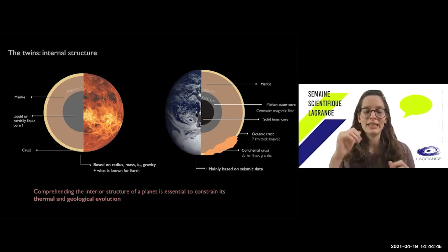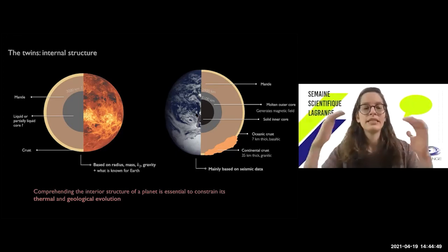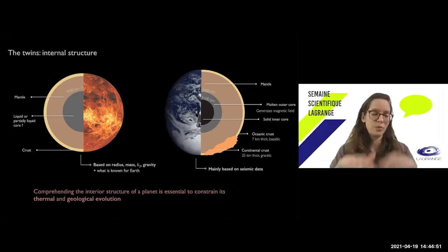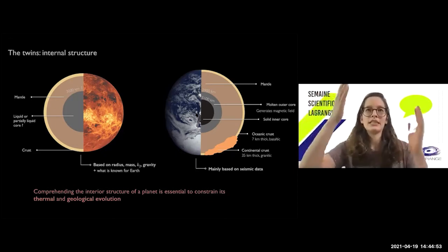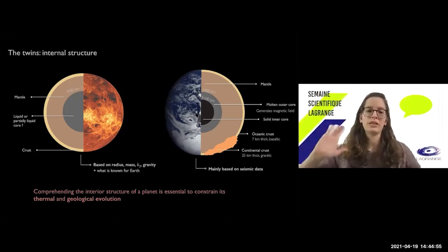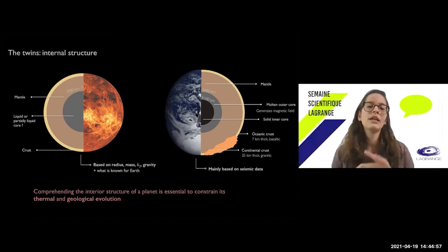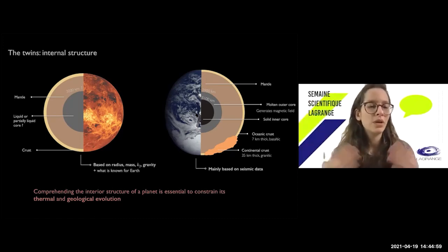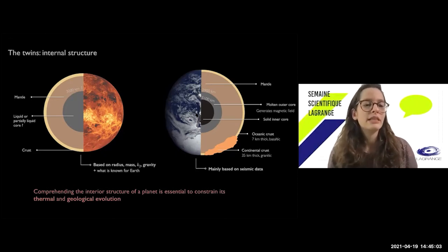And so we have upwellings, and in some places we have downwellings, where it could be an indication that there's a cold spot where the crust is being compressed. And so there is some kind of convection going on in the mantle. And the core, we know it's liquid or partially liquid.